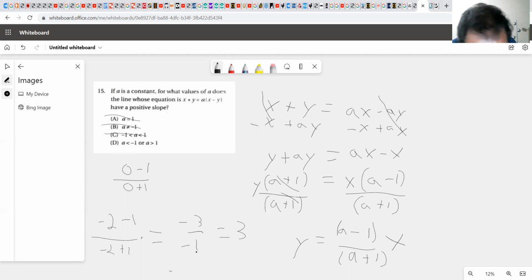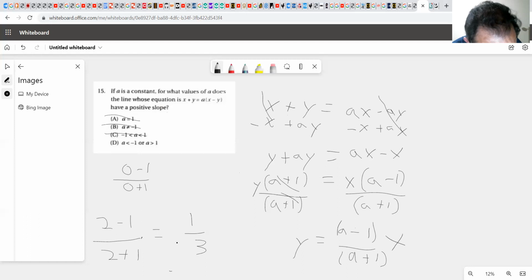Now let me see if I use a value greater than 1. Let me erase this here. Let's say I try 2. So 2 minus 1 over 2 plus 1, and I wind up getting 1 over 3.